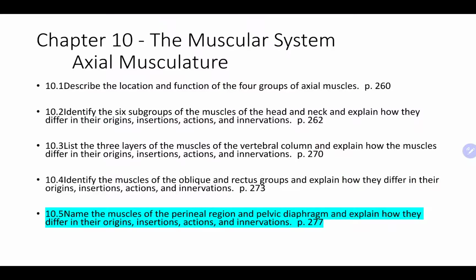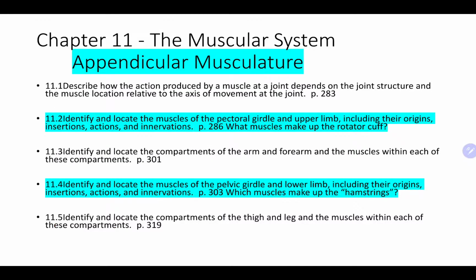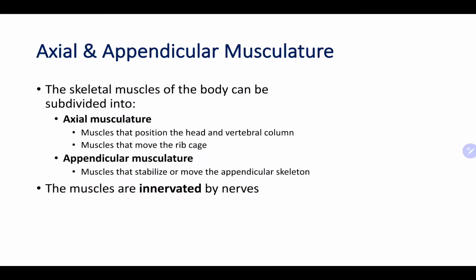Chapter 10, we talked about the muscular system of the axial system, and we talked about the muscular system of the appendicular musculature for chapter 11. So the skeletal muscles, similar to how the skeleton, the bones, are divided into axial and appendicular. Axial musculature is where we have muscles that position the head and the vertebral column and muscles that move the rib cage. The appendicular musculature are the muscles that will stabilize or move the appendicular skeleton. And remember that your muscles are going to be innervated by nerves.